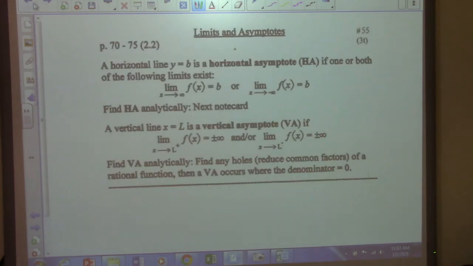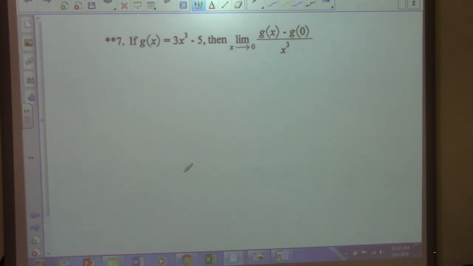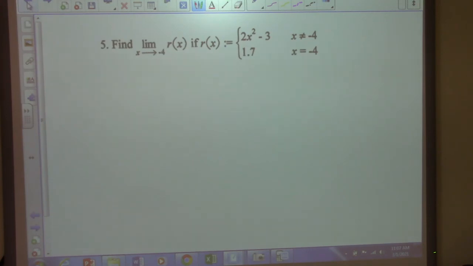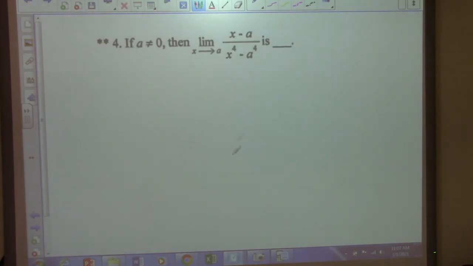Let's see what we got here. We're just about to the end of this. What I want you to do is go back and do number 4. Is this an indeterminate? Yes, it is. Do you remember doing this one before? You actually did it before. Factor and cancel, because we have an indeterminate, 0 over 0.